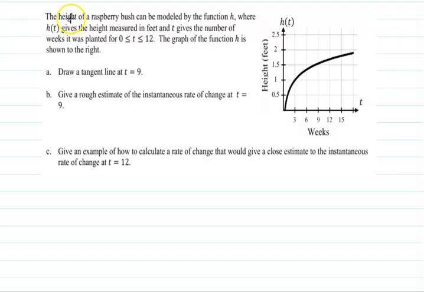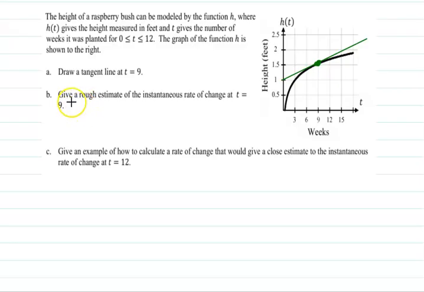Let us look at this example to understand this concept better. The height of a raspberry bush can be modeled by the function h, where h of t gives the height measured in feet and t gives the number of weeks it was planted, for 0 to 12 weeks. The graph of the function h is shown to the right. For the first part, it says to draw a tangent line at t equals 9. We know that a tangent line is the line which just touches the curve at that point. So this is the tangent line at 9.